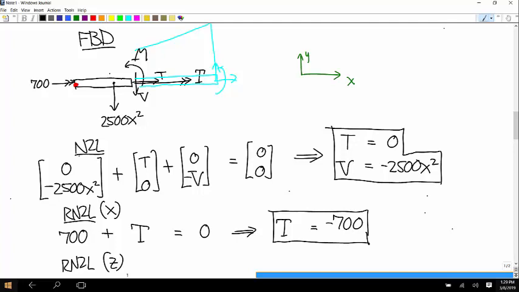Let's think about it, because this one is actually easy to calculate. That moment arm would be x over 3, and so 2500 x squared times x over 3 is 833 x cubed. And so 833 x cubed plus m is equal to 0, and you get the same answer.